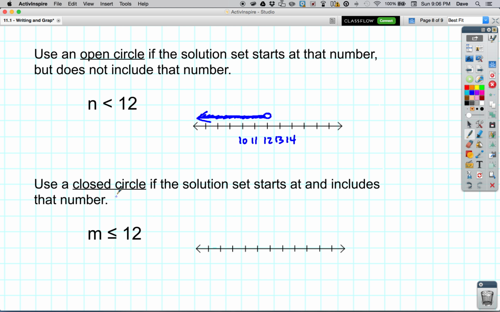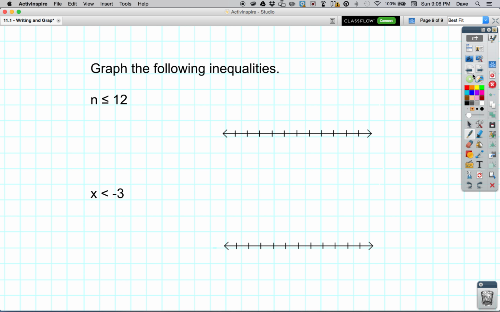As opposed to this one, we use a closed circle if the solution set starts and includes that number. So here, M is all numbers less than, or, I shouldn't say and, less than or equal to 12. So 12 itself can be an answer. So I want to start at 12, but I also want to include 12. So I'm going to put a closed dot, shade it in, and M can be anything less than that. So again, it's a subtle difference, but it's an important one. All right, so try these out and then see if your graph looks like mine. And in fact, if you want to pause the video for a sec, you can.